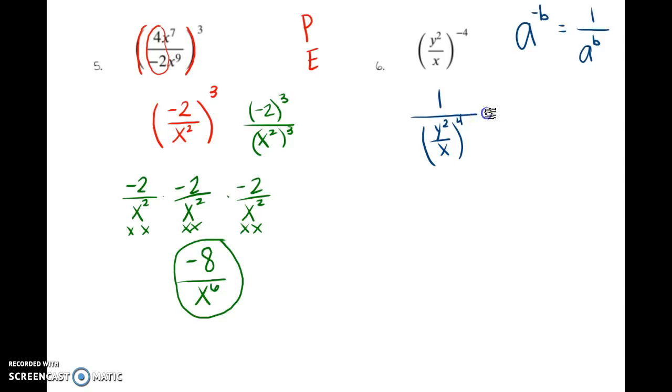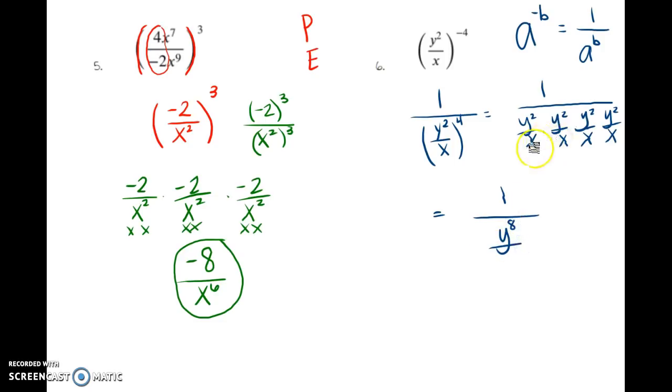I could go ahead and I could expand this, so I could have 1 over, and I could write y squared over x times itself, a total of 4 times. So we would have 1 over y squared times y squared times y squared times y squared. I'm going to add 2 plus 2 plus 2 plus 2. So we're going to get y to the 8th power over x times x times x times x is x to the 4th power.